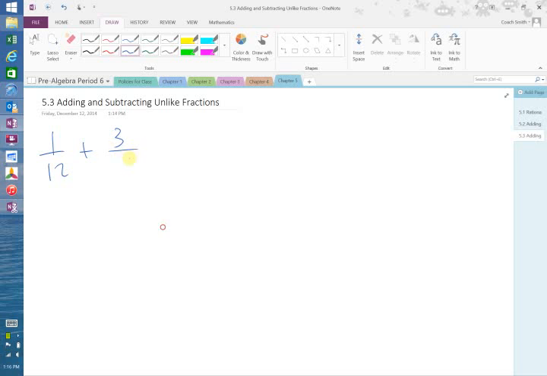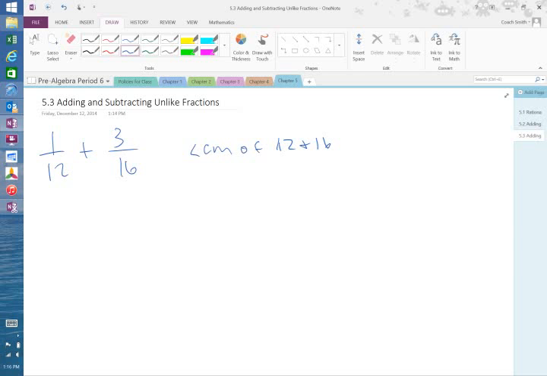1/12 plus 3/16. Once again, as we stated yesterday, anytime you're adding fractions, you must have common denominators on the fractions. The common denominator is the least common multiple between the two denominators. So in this case, the common denominator here is the LCM of 12 and 16. If you were to count by 12s and by 16s, eventually what number would you run into? That's your common denominator.